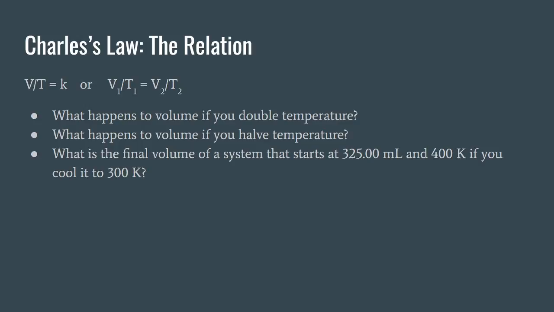So, if you have 325 mils at 400 Kelvin, what's the volume if you cool it to 300 Kelvin? Now, once again, the math is fairly straightforward. Okay. You have three things, you're being asked to find a fourth. 325 milliliters at 400 Kelvin, you cut the temperature to 3/4, you're going to cut the volume to 3/4.